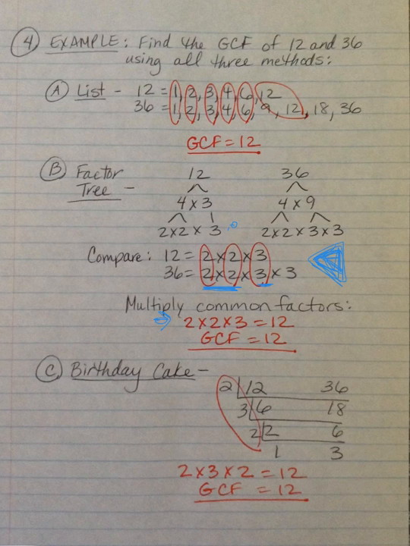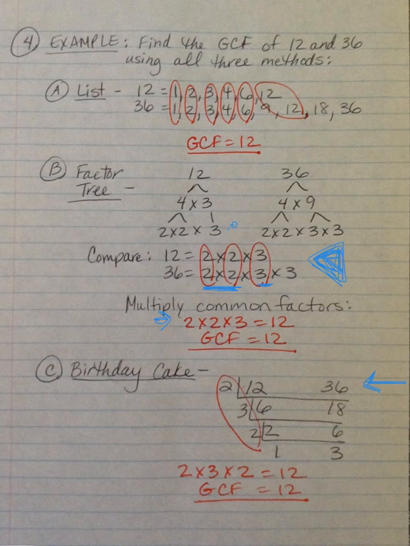The third way is the birthday cake. So I'm right here, and if you look at the blue arrow, I'm going to start with 12 and 36, and I'm going to create an L shape, like an upside down birthday cake. And I'm going to take out a prime factor, which in this case is 2. 2 goes into 12 6 times, so I put the 6 underneath the 12. And 2 goes into 36 18 times, so I put 18 underneath 36.